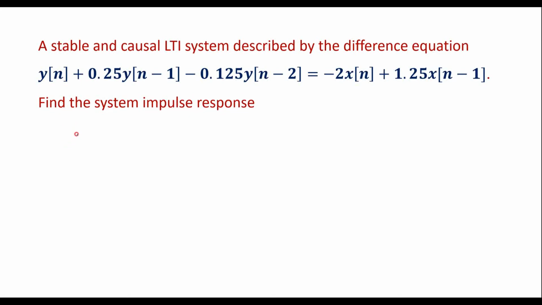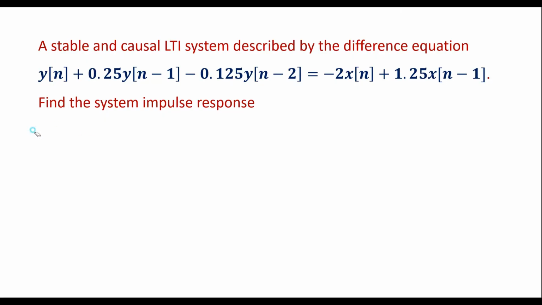Let me take one numerical on Z transform. A stable and causal LTI system described by the difference equation y of n plus 0.25 y of n minus 1 minus 0.125 y of n minus 2 is equal to minus 2x of n plus 1.25 x of n minus 1. Find the system impulse response.